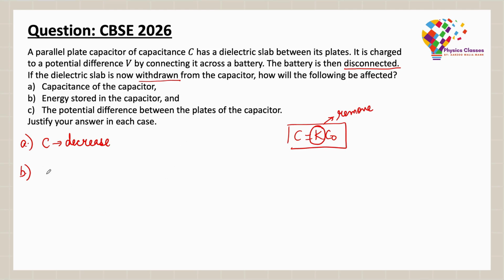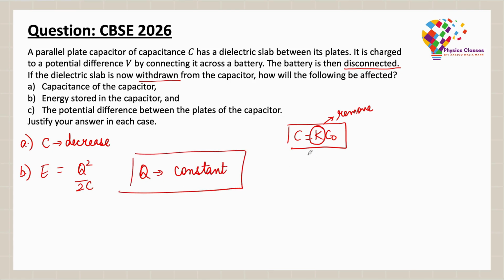Then for the B part, we have to find out the energy stored inside the capacitor. How would that change? See, just now we derived the formula that energy is equal to Q square by 2C. Now the thing is that even if you remove the battery, even if you remove the dielectric, the charge remains constant. So because the charge remained constant throughout, you can say that your energy is inversely proportional to C. So since C is decreasing, my energy has to increase. So the energy stored inside the capacitor increases.